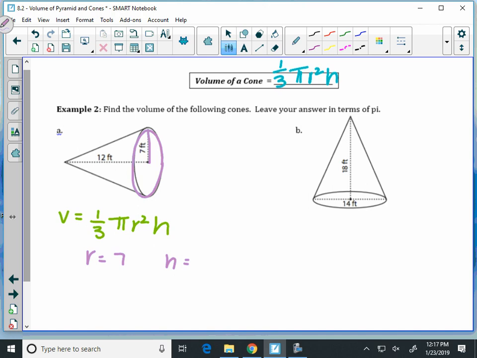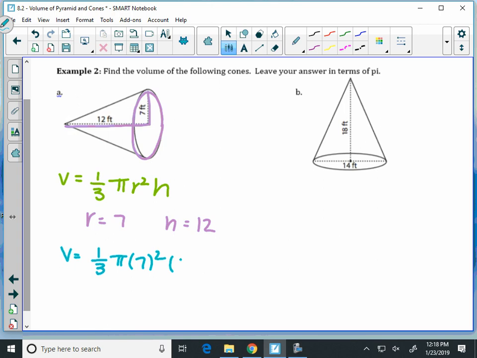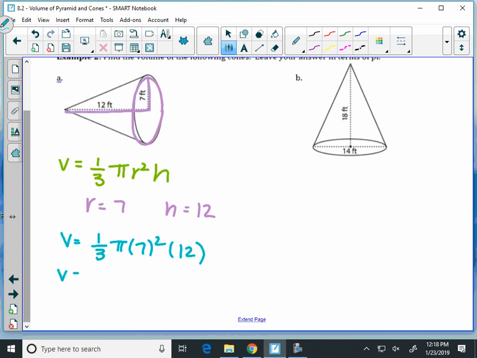What's the height of the cone? Same as a pyramid. It starts at the point and goes straight down. That's your height. So then you just take those values and plug them in. When it says leave in terms of pi, that means pi is in your answer. You treat it like a variable.